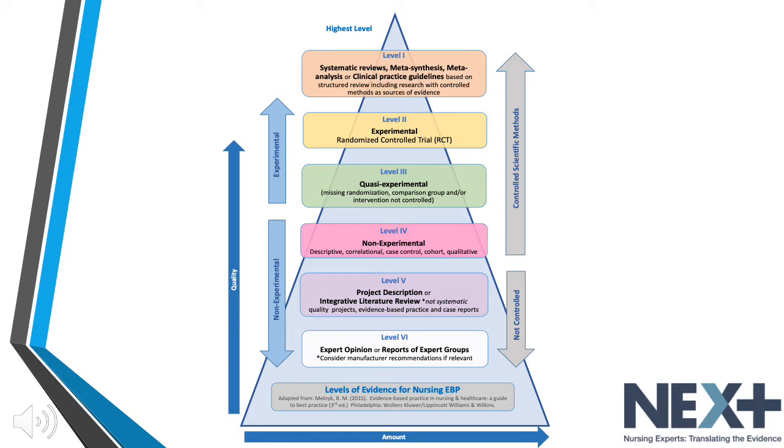The shape of the pyramid also illustrates the relative amount of information at each level. At the wide base of the pyramid, we typically have a larger amount of information. As you move up towards the top of the pyramid, there's less information. In this pyramid, research evidence is represented by levels 1 through 4, and then levels 5 through 6 are non-research evidence, the lowest levels of evidence.